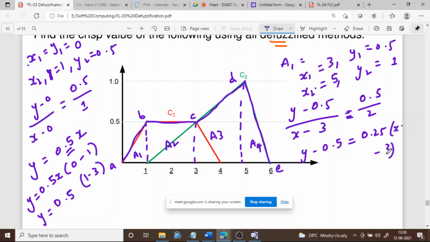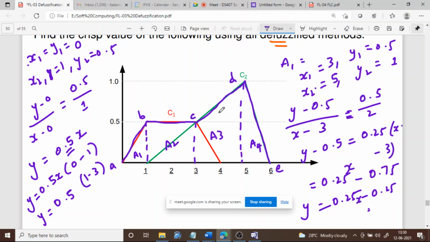Okay, x minus 3. So it is 0.25x minus 0.75, which is y minus 0.5. If you bring the 0.5 to this side, this is x, 0.25x, then 0.25x minus 0.75 plus 0.5, which is minus 0.25. So what you get is minus 0.25x minus 0.25.